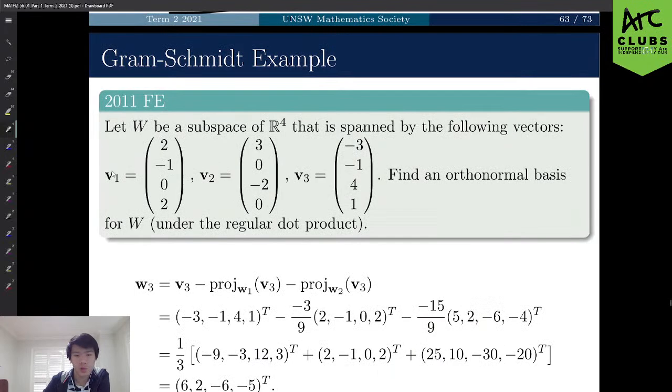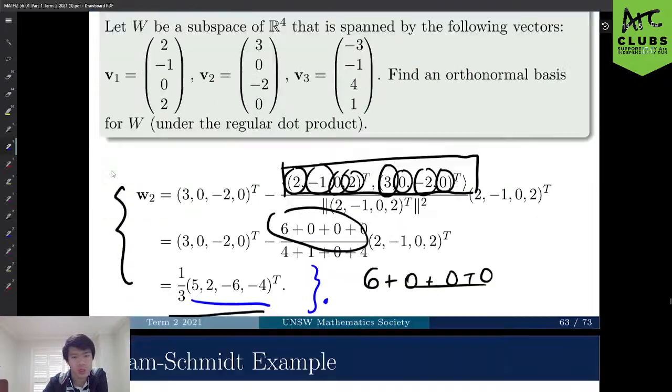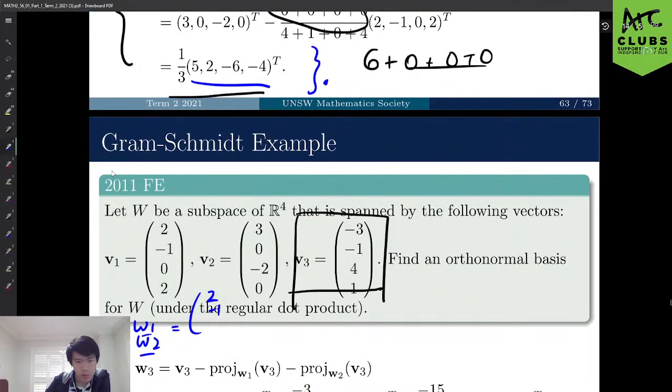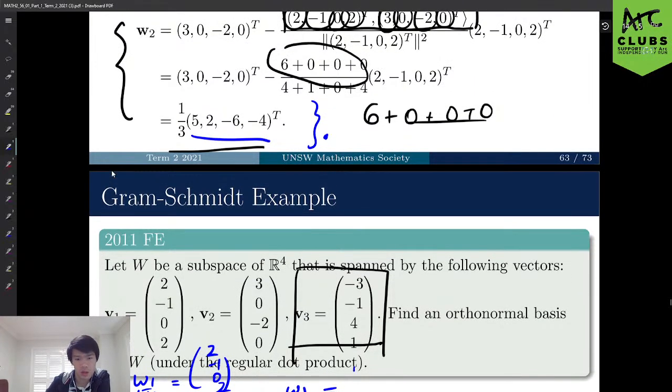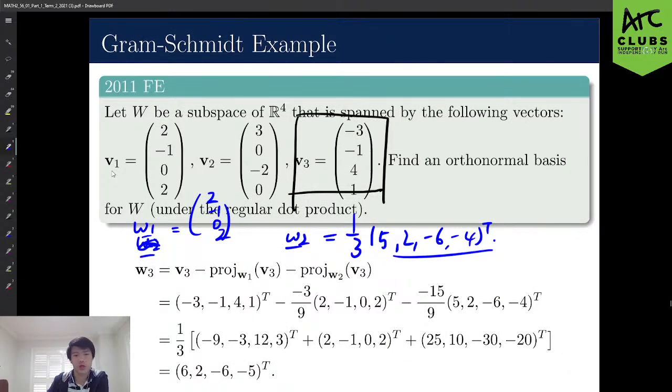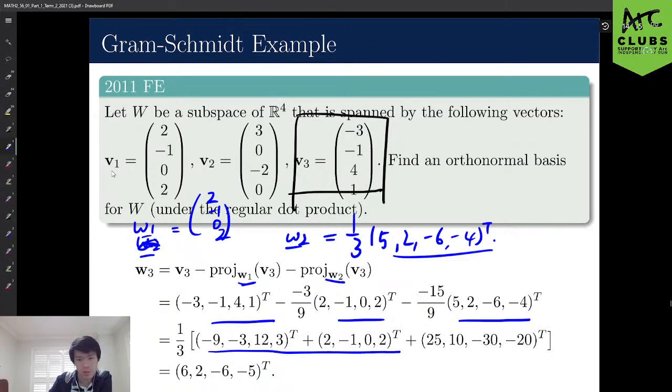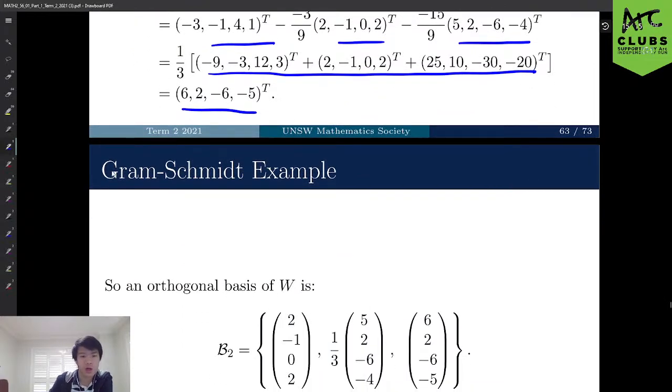W3, we take V3, but we're not so happy with this one, we have to change it. So we subtract its projection onto each of the elements that we've gotten already. So remember we got W1 equals, what was it? It was just this thing. W2, maybe let's just write that over here. W2 was this thing, a third times 5, 2, minus 6, minus 4. So we subtract this projection onto these 2 vectors. Then we get this. We collect all of that, and we should get this. So now we've gotten our first step, which is our orthogonal basis.